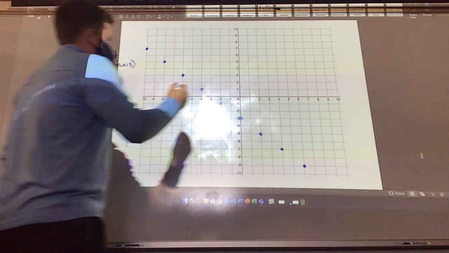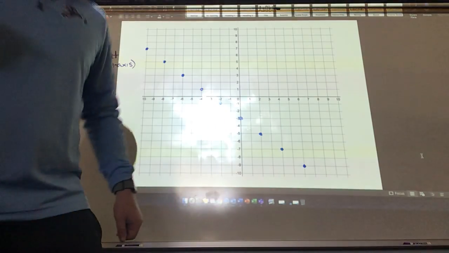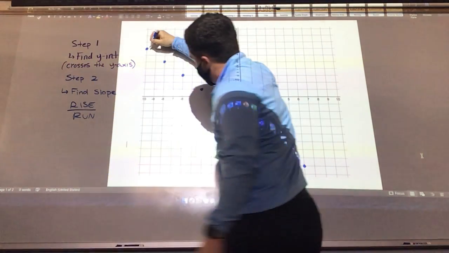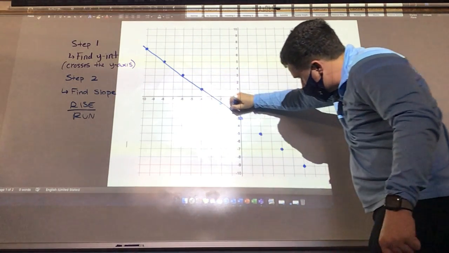Supposed to be on the negative 10. Supposed to be on the negative 10, I think. No, I got it. Oh, never mind. I was looking at the wrong one. I was looking at the line instead of the dot. That was angle.